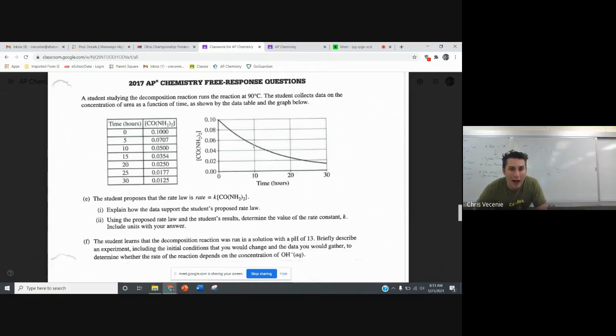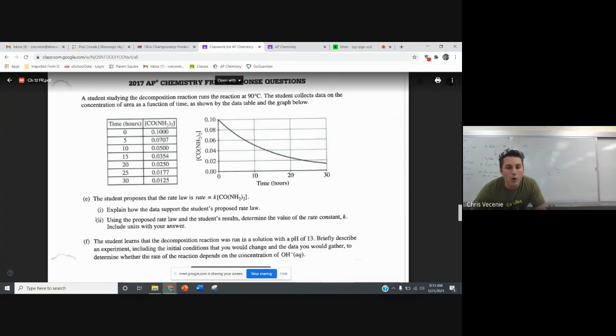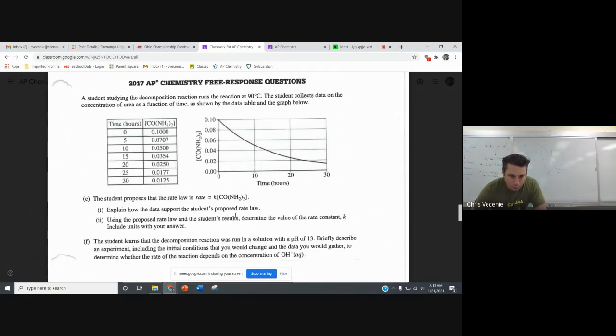So if 10 more hours goes by and it cuts it in half again, we know we have a constant half-life, which confirms a first-order reaction. Sure enough, 0.05 cuts to 0.025. That happens at 20 hours, so it's the same interval. 10 more hours, cut it in half again. So in example 1, part I, I know that it confirms the rate law because we have a constant half-life based on what we see in the graph up above.